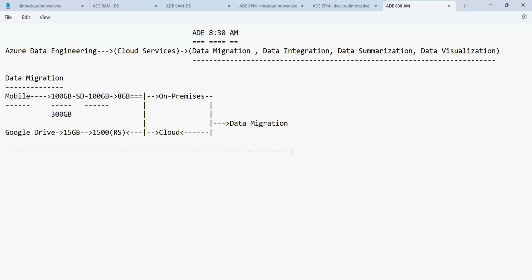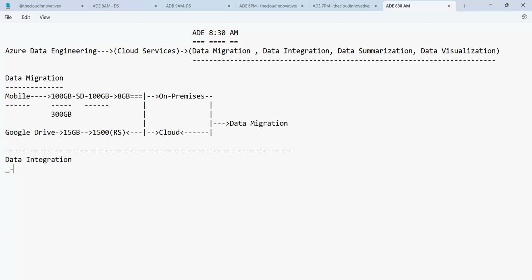Am I audible, guys, everyone? Okay. So what is data integration? Let's try to understand.